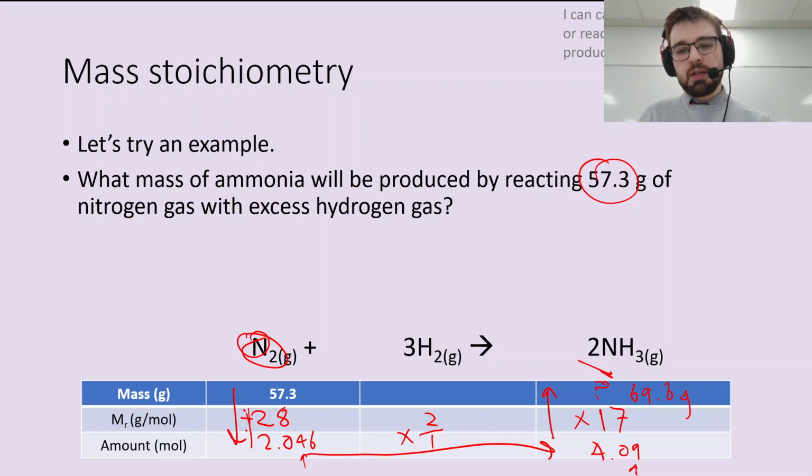Also, if it was 20, that also wouldn't make any sense. 69.6 seems like a reasonable value to get out at the end. So being able to estimate things is really useful for any maths type work, but it's particularly useful for chemistry and physics as well, because a lot of the time you're working with very sensible numbers.